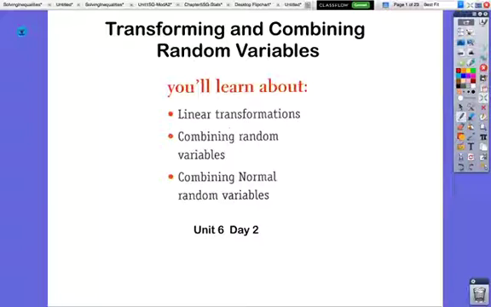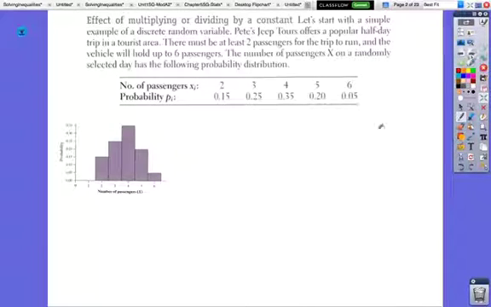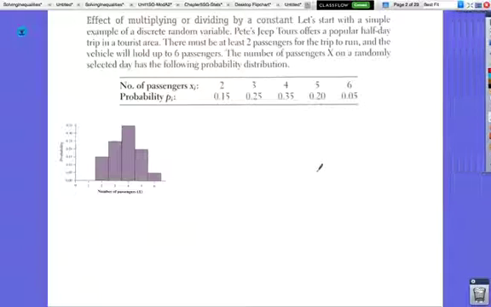This video is for Section 6.2, transforming and combining random variables. So the first thing we're going to talk about is the effect of multiplying or dividing by a constant. We're going to start with a simple example of a discrete random variable.